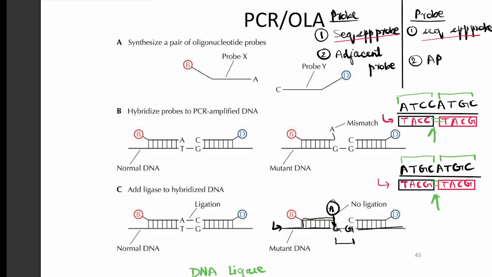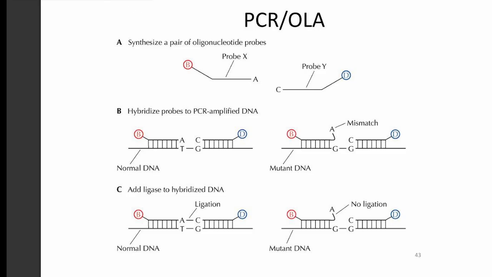So if there is no ligation, the probe will never be stable, will never be attached to that particular position. So in this way, this is yet another way through which we can detect the particular mutation. What has been done here is that we have to synthesize a pair of oligonucleotide probes. Now the probe has to be in a way that there are two subparts of that probe, probe X and probe Y.